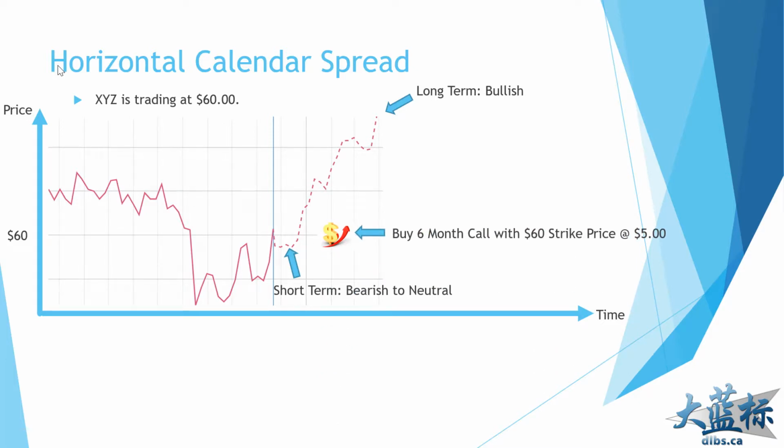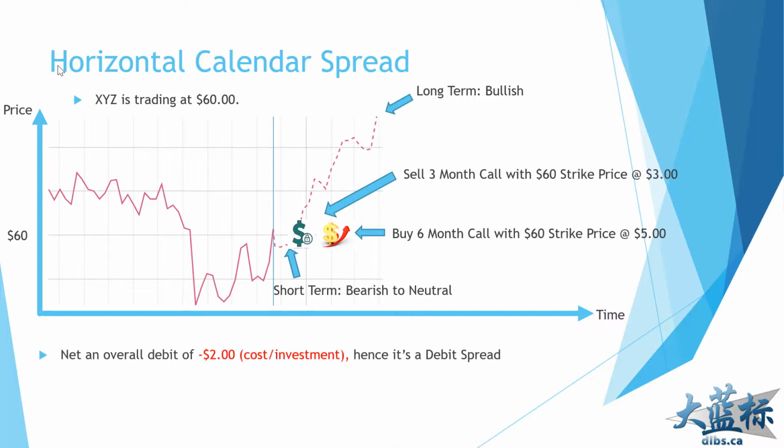So I may buy a 6-month longer-term call option at a $60 at-the-money strike price for $5. And I will sell a shorter-term 3-month call for $60 as well and collect $3 in premium. $3 coming in, $5 going out. My net cost is $2, so it's a debit spread. And it's basically another form of a subsidized call option.